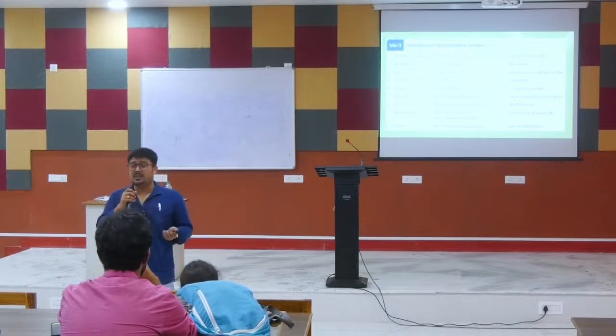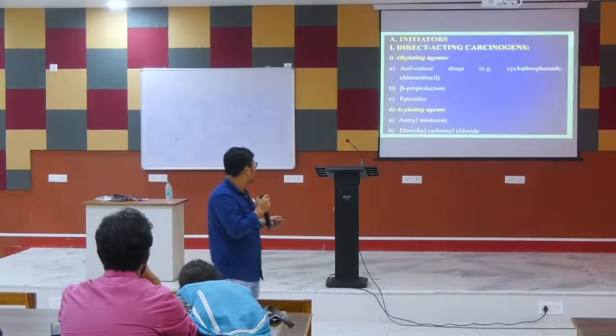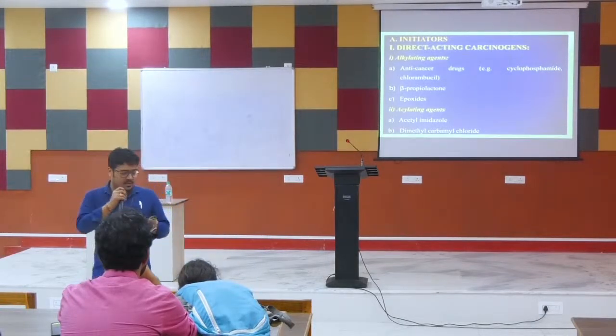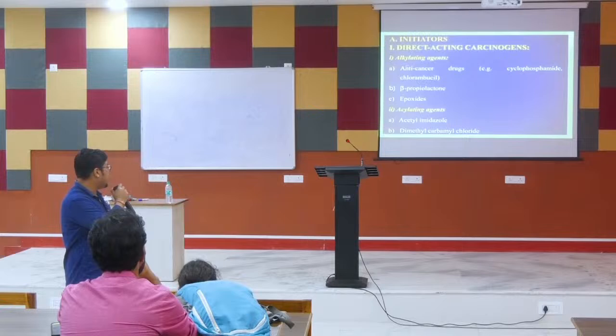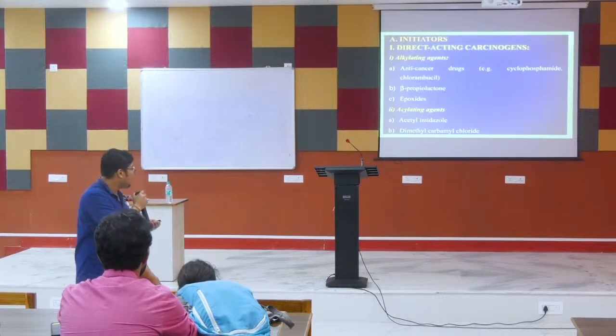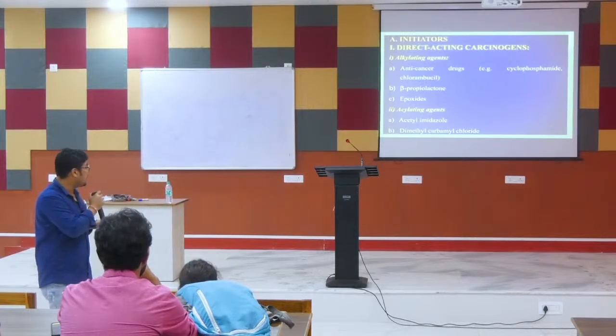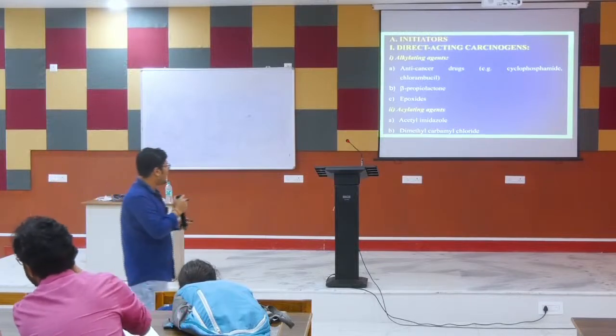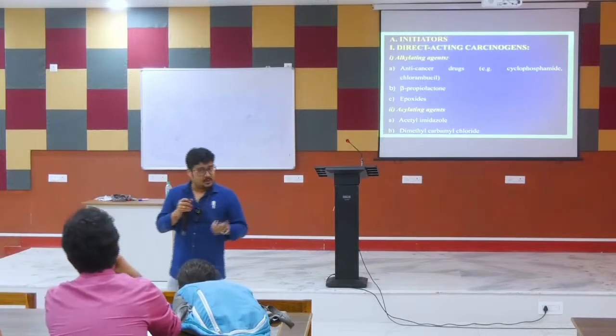These are short-acting estrogen hormones, esters, etc. So I told you, among the direct-acting carcinogens, the most important is the alkylating agent, and the second one is the acylating agent. Alkylating agents: anti-cancer drugs, cyclophosphamide, chlorambucil, epoxide, beta-propiolactone. Acylating agents: acetylimidazole, dimethyl carbamyl chloride. So alkylating agents and acylating agents are direct-acting carcinogens.